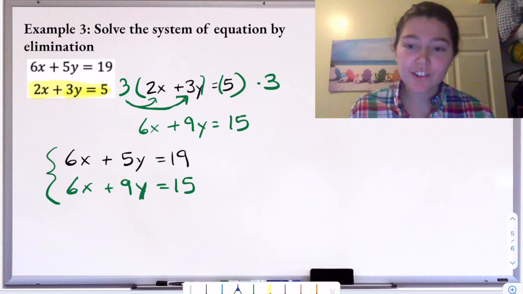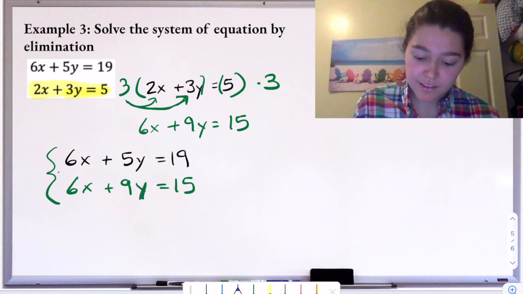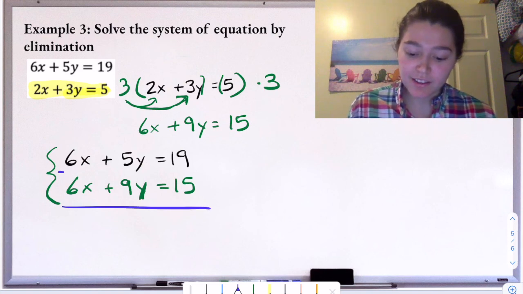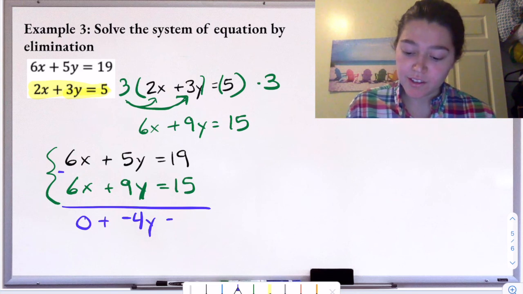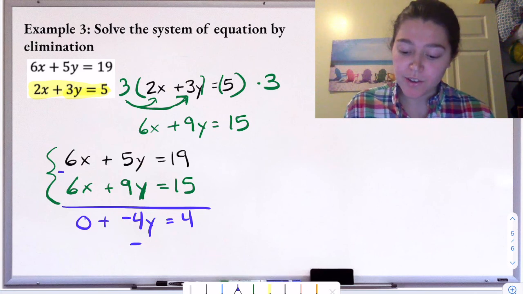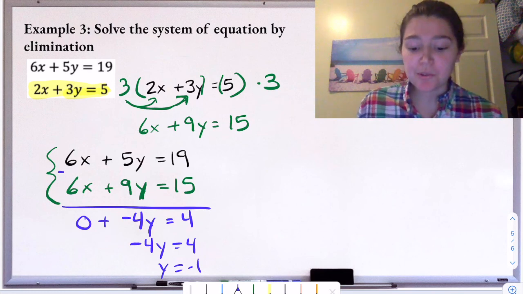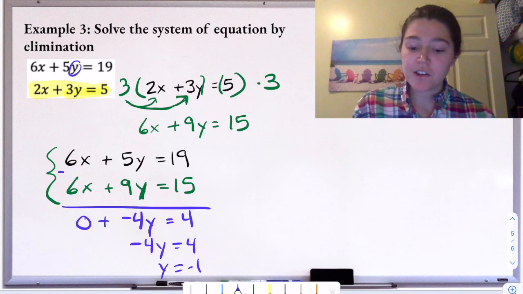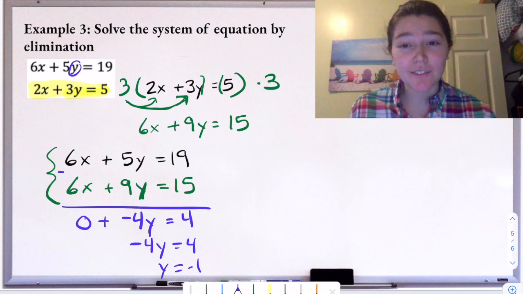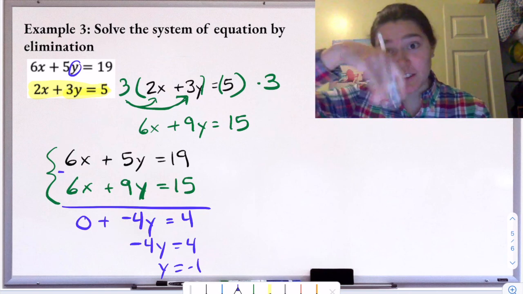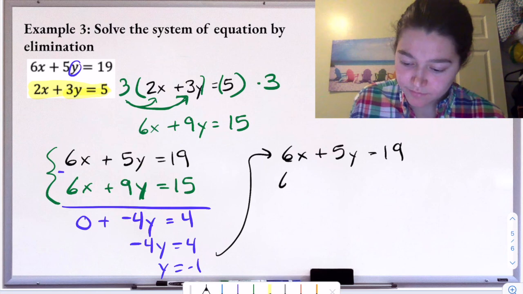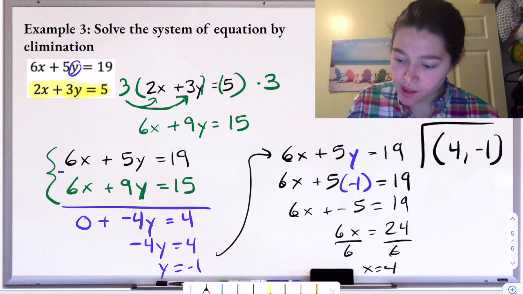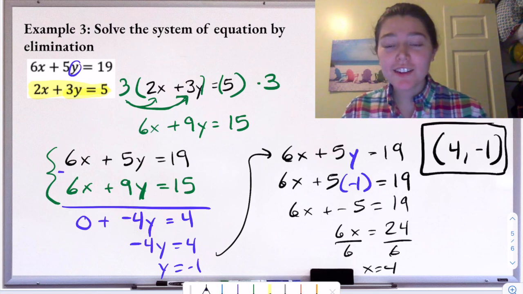At this stage, I can subtract these. 6x minus 6x is 0. 5y minus 9y is negative 4y. And 19 minus 15 is 4. So I'll get negative 4y equals 4, so y equals negative 1. Then you would substitute in negative 1 for y here, figure out what x is, and that gives you the solution. Just like I'm going to do really quickly here. Awesome. All right, that's all it is. Great job, everyone.